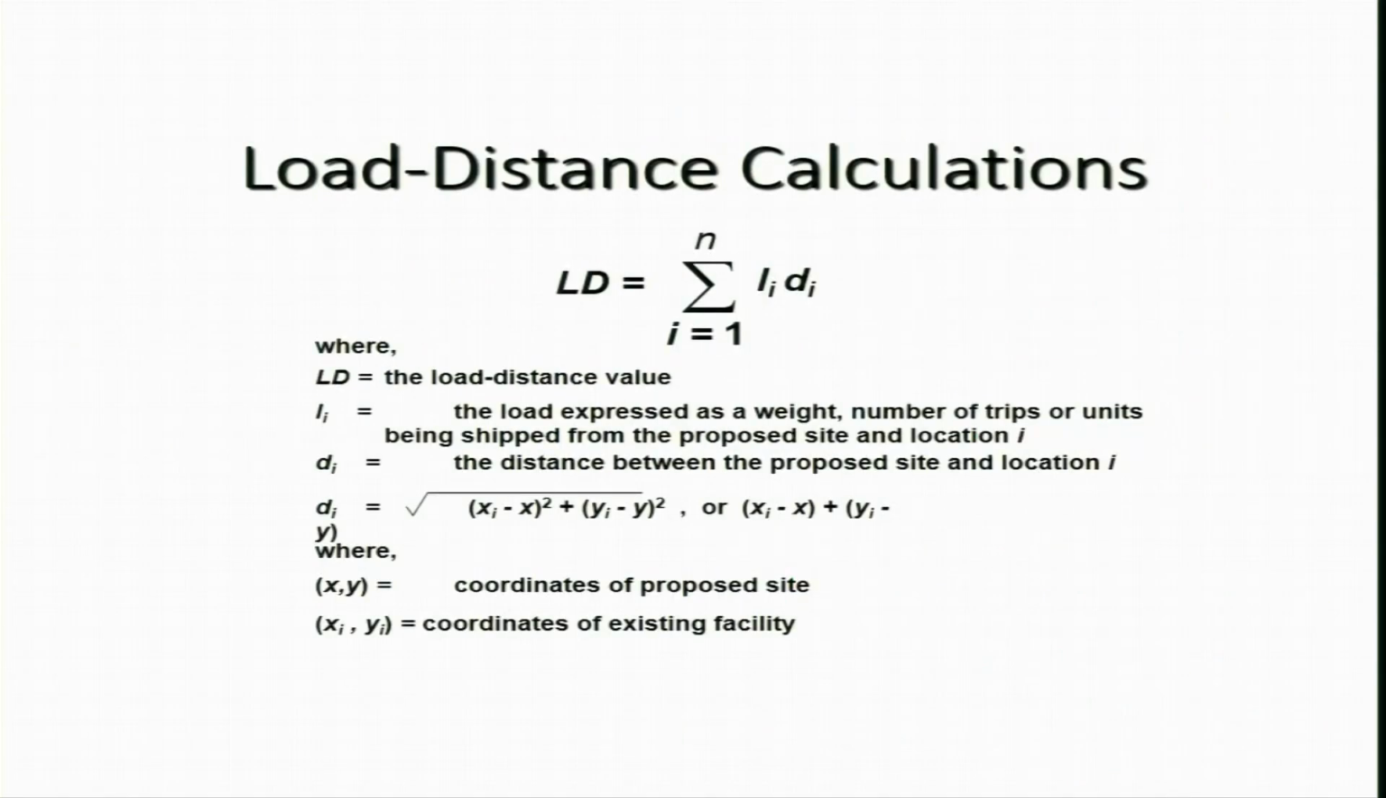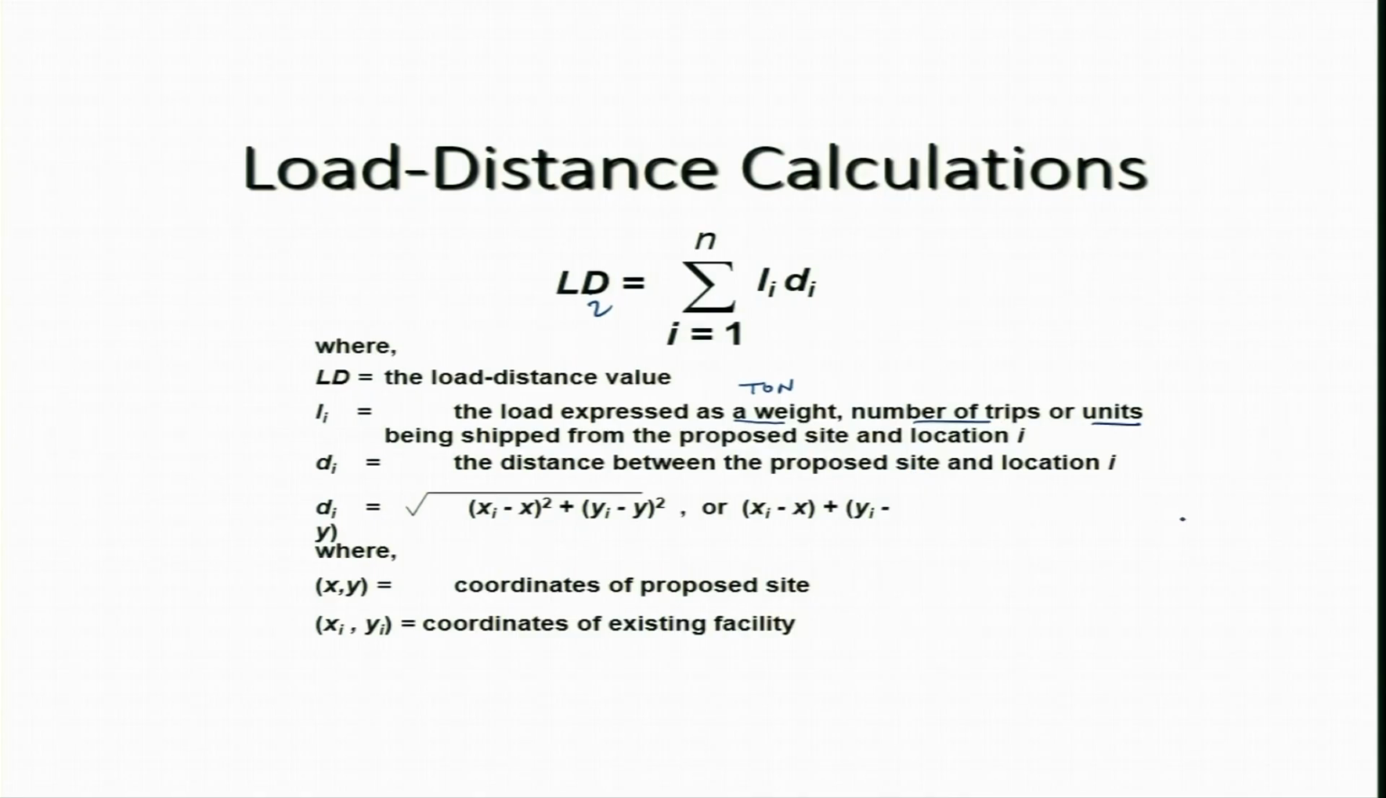So, I have already told, load into distance. For location I, I is the load expressed as weight, number of trips or number of units being shipped. It can be in the form of tons, how much weight you want to shift, or it can be number of trips, how many trips are involved, or it can be number of units to be transported between existing location 1 and the proposed location A. And similarly, D I is the distance between the existing location I and the proposed location A. And this is the formula which we can use.